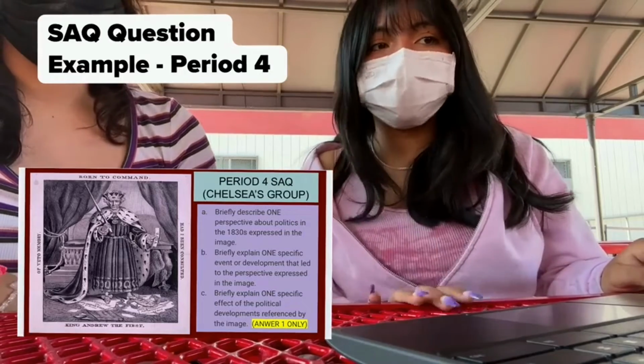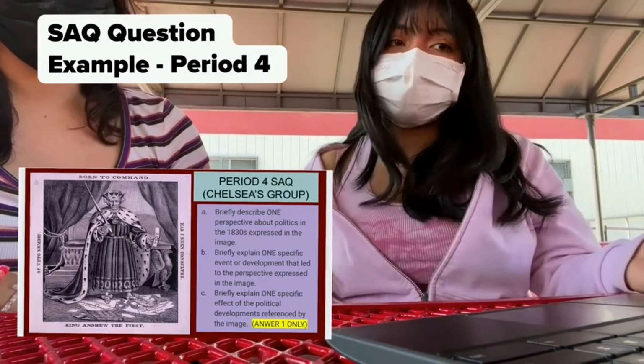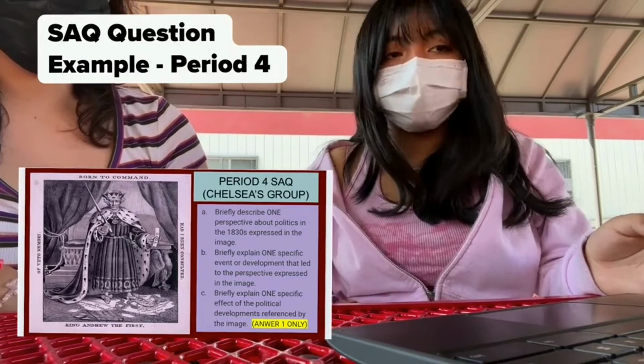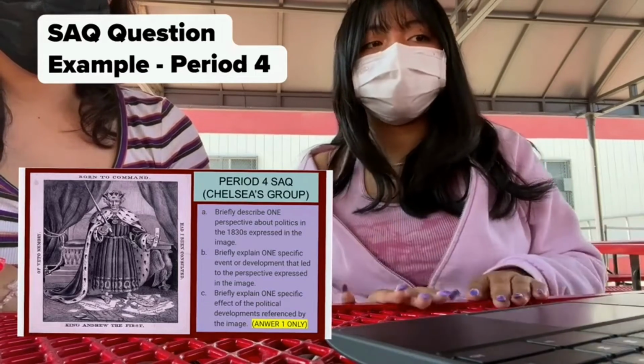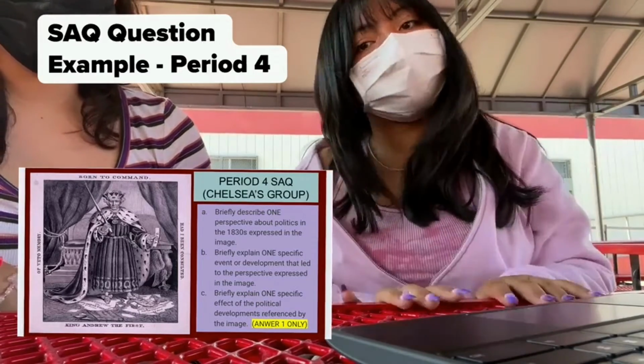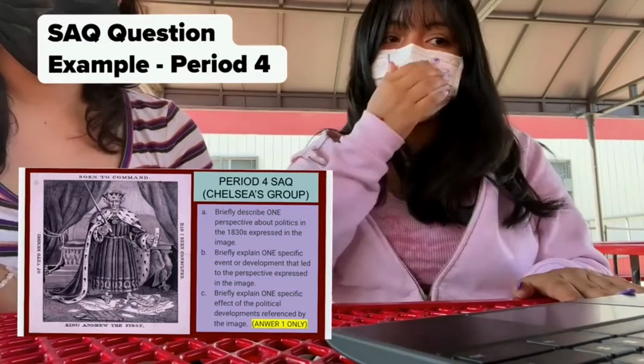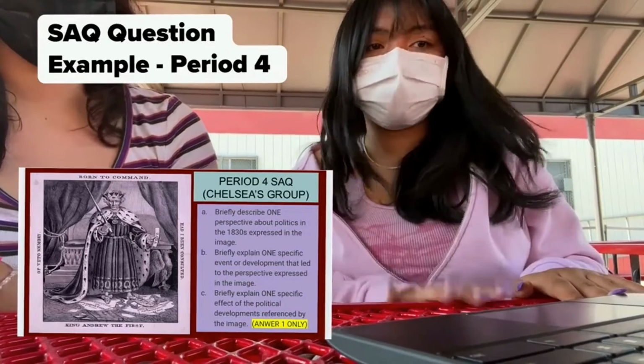More formally, I would write: one specific event that led to the perspective expressed in the image was Jackson's rejection of Henry Clay's American system. As you can see, I directly answered the question by rephrasing it and including my own claim so it doesn't sound exactly the same. Afterwards, I would go on to describe and define the American system and Jackson's reaction.